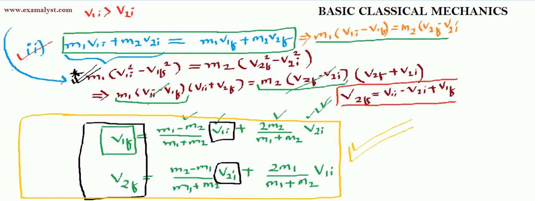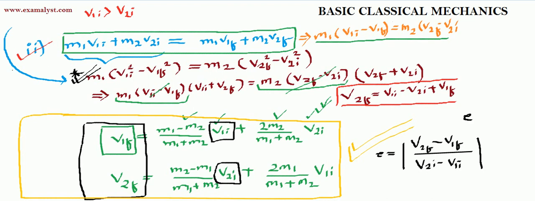So in an inelastic collision, you have this particular term called the coefficient of restitution, which is defined as e equals mod of (v2f minus v1f) divided by (v2i minus v1i). Agreed? So this is the coefficient of restitution.